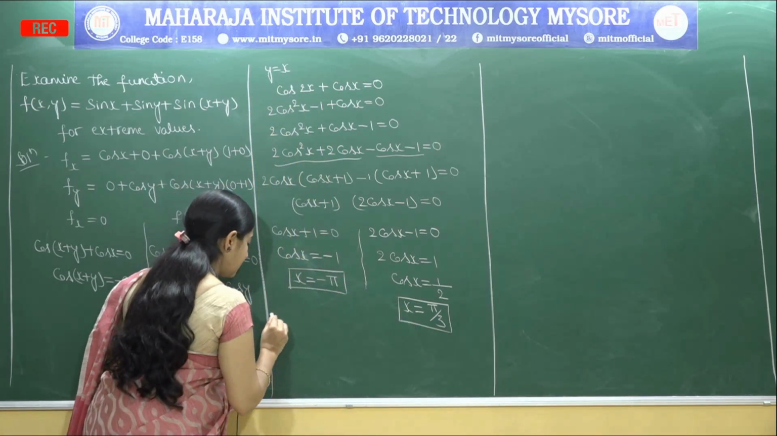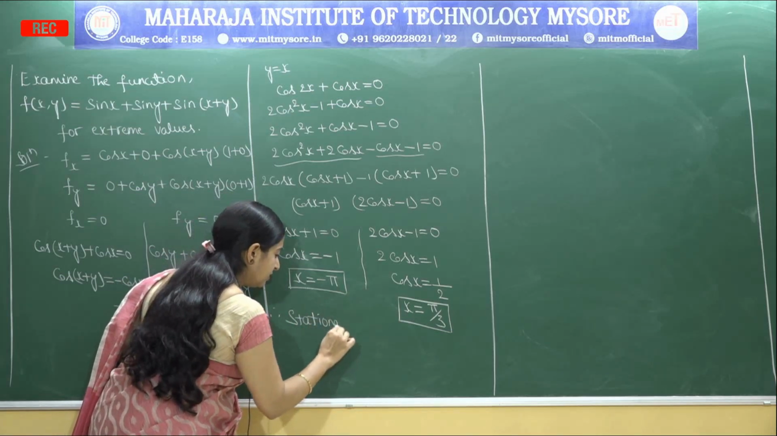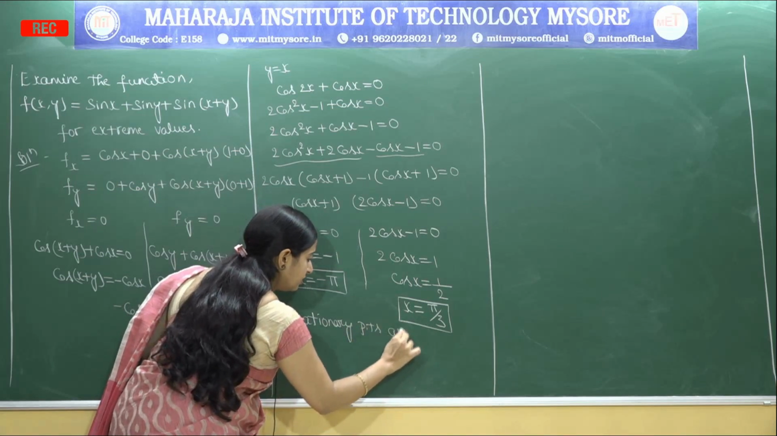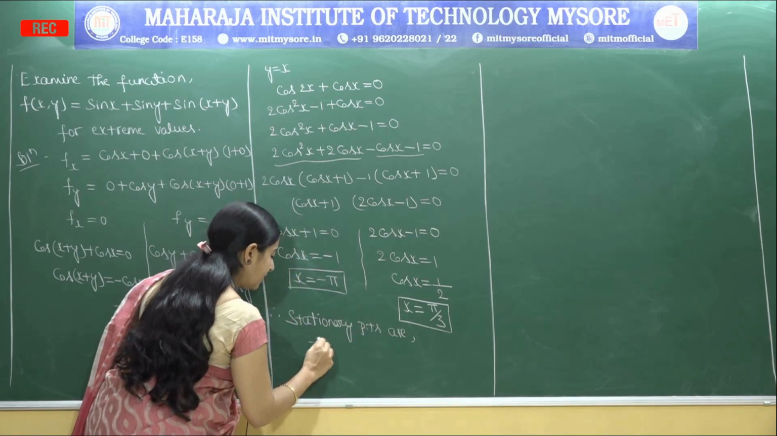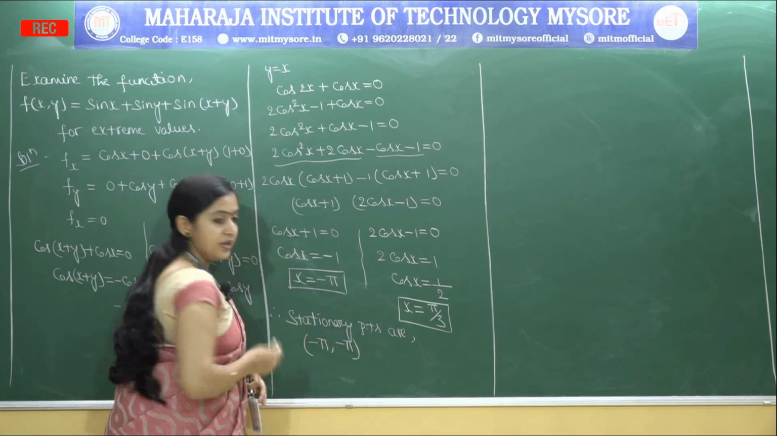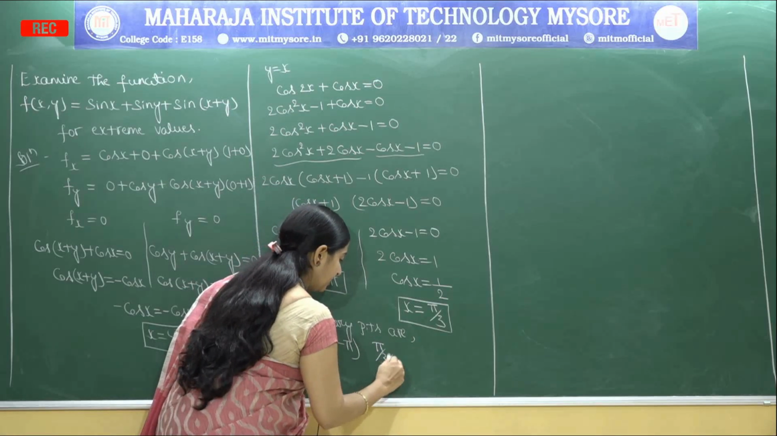So now you write the stationary points. Therefore, the stationary points are minus pi, and since x equal to y, the y point is also minus pi, so minus pi comma minus pi, and pi by 3 comma pi by 3.